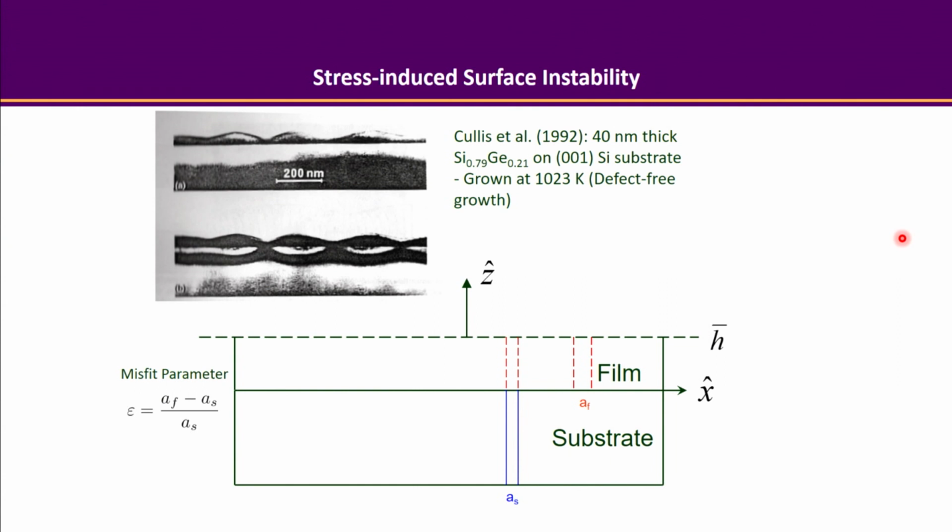A very simple physical picture behind that is that since the film is like a silicon germanium alloy and it's deposited on pure silicon, you are expecting there is a lattice mismatch between the substrate and the film, right? In this case, just for illustration, I'm assuming that the film's lattice spacing is a little bit wider, larger than the lattice spacing for the substrate, right? So you can see that difference.